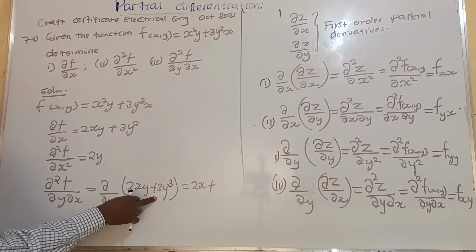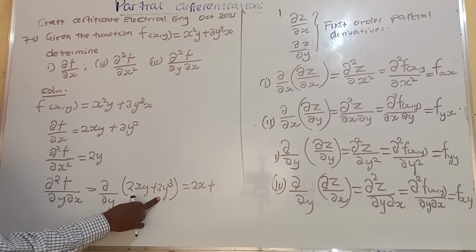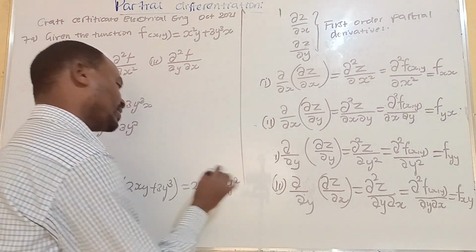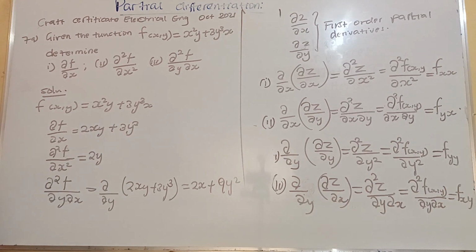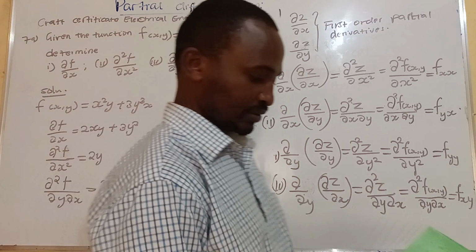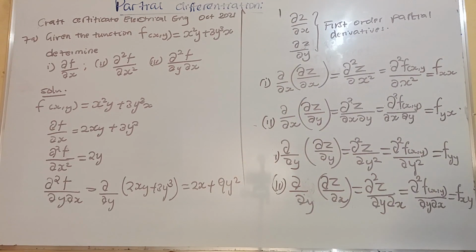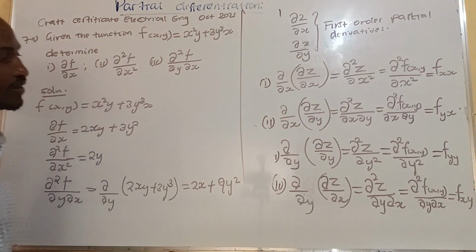If you differentiate 3y cubed, you are differentiating with respect to y. This now will be 9y squared. So that's how you go about that one. I think that one was pretty simple. Let us get another one.